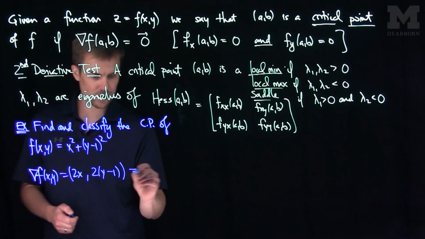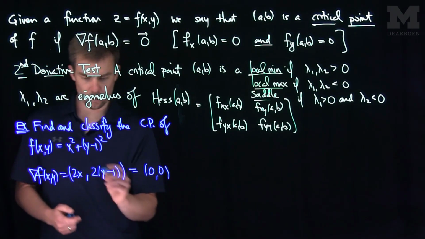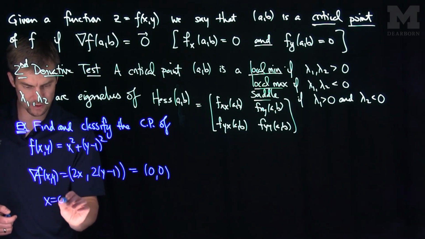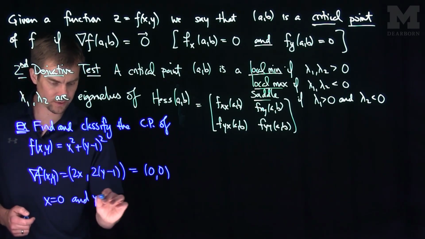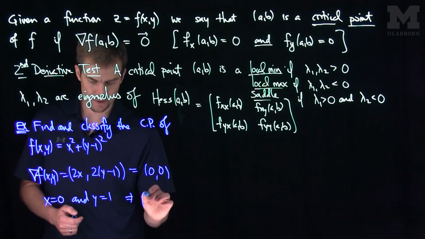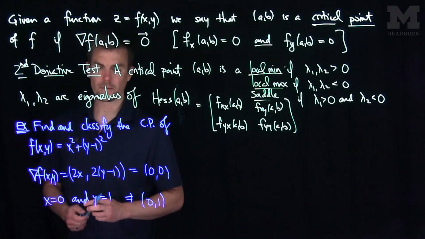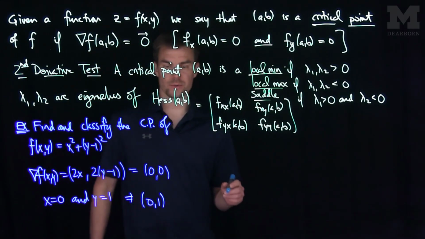And if we set this gradient to be the zero vector, we see the only way that's going to happen is if x is equal to 0 and y is equal to 1. So the only critical point here is the critical point (0, 1). Now let's compute the Hessian matrix. So what's the Hessian matrix going to be?